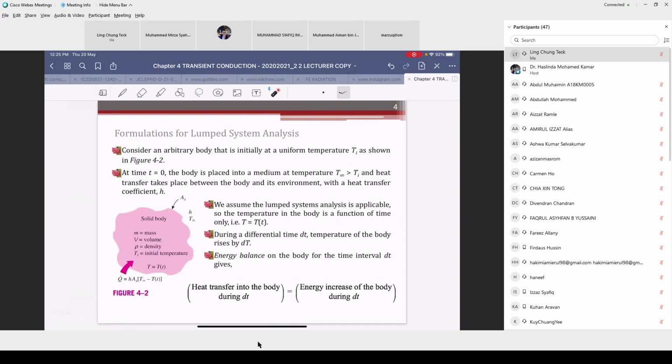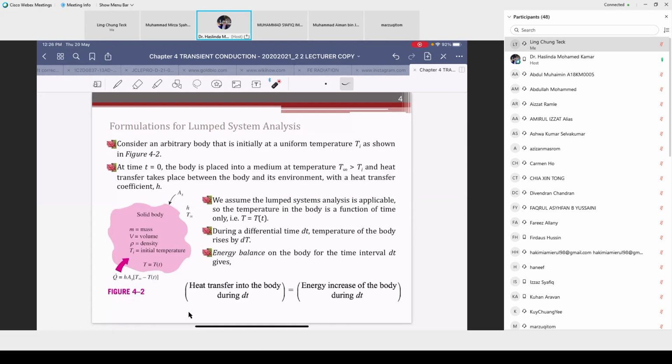Meaning that like this, you can use it. Because later there is one example I will discuss with you: a dead body. You want to measure how long this guy has been dead, by using lump system analysis.